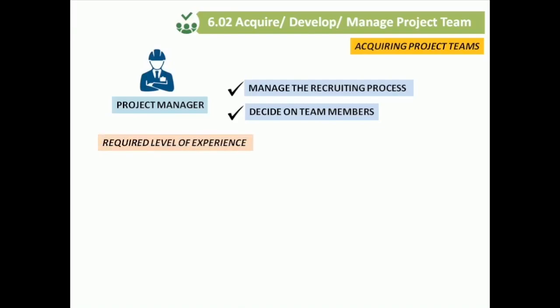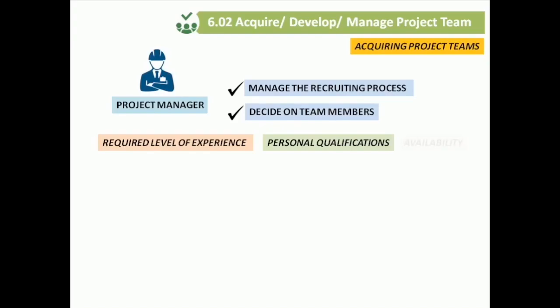Required level of experience. The project manager gathers all information about the current experience level of the team member to compare it with the acquired level of experience. This is followed by personal qualifications. By means of interview and questionnaire, the project manager looks at the personal skills and talents of the team member and measures how this individual team member will work with the other project team members.